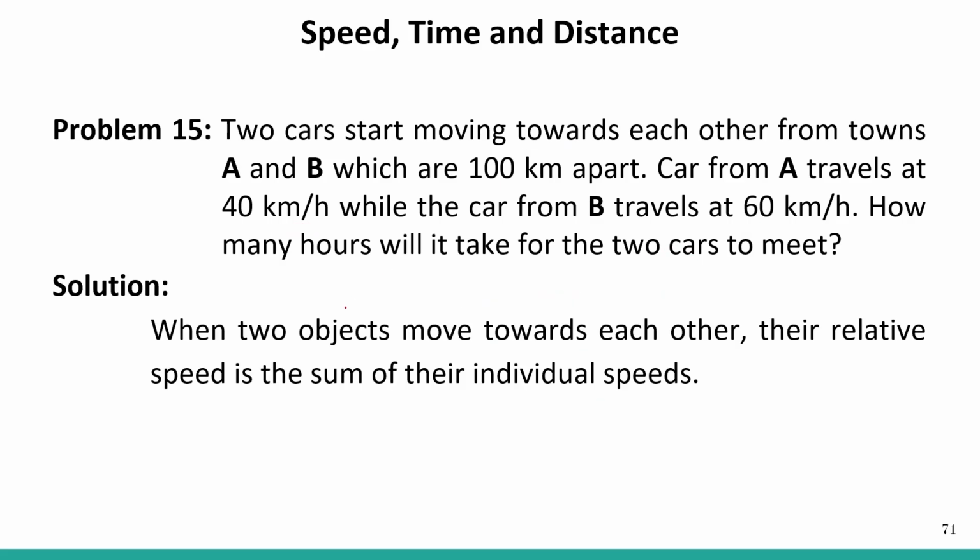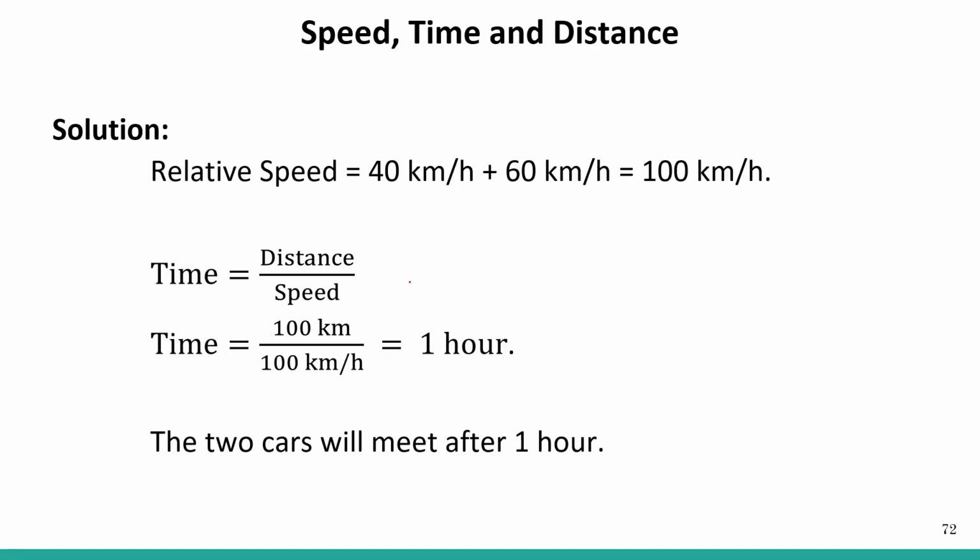When two objects move towards each other, their relative speed is the sum of their individual speeds. So it will be 40 plus 60, which is equal to 100. Distance divided by speed is 100 by 100, which is equal to 1 hour. So the two cars will meet after 1 hour.